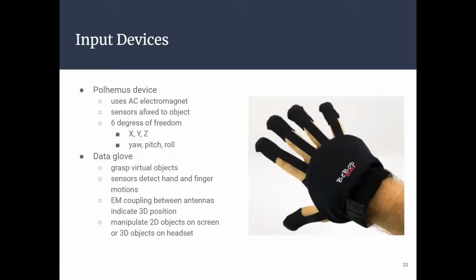As we see pictured to the right, there is a data glove. This is used to let users grasp virtual objects. Sensors detect the hand and finger motions. Electromagnetic coupling between antennas will indicate a 3D position. This allows us to manipulate 2D objects on the screen, or if we're using a headset, allows us to manipulate 3D objects in real time.